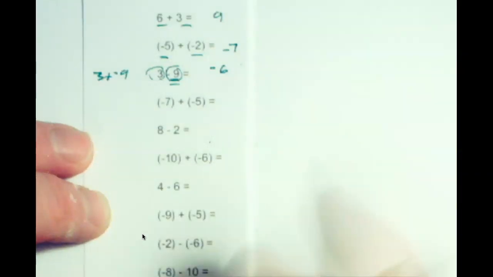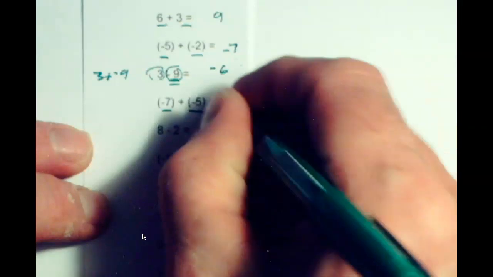All right, here we go. We've got negative 7 plus a negative 5. Those are the same signs. Add them up. What do you got? Is it positive or negative? It is correct, negative.